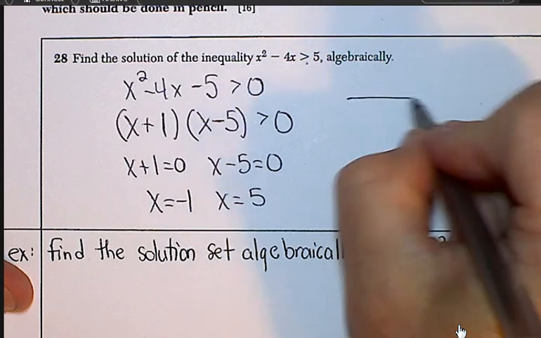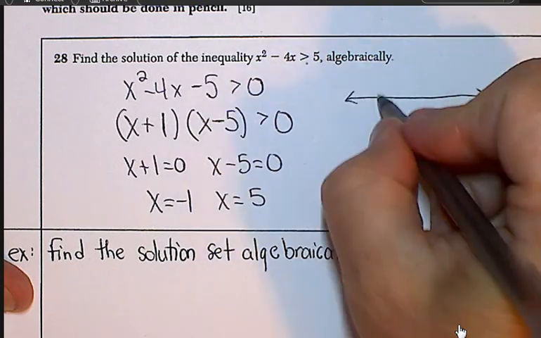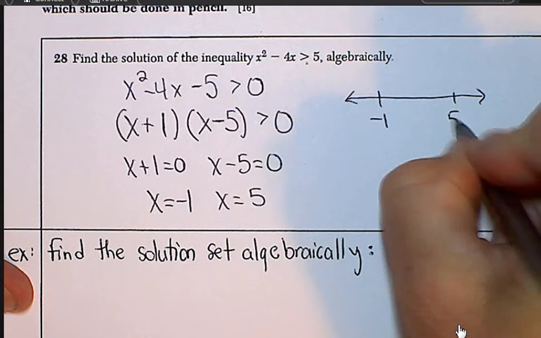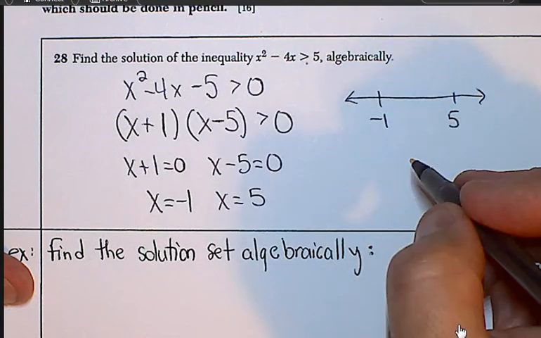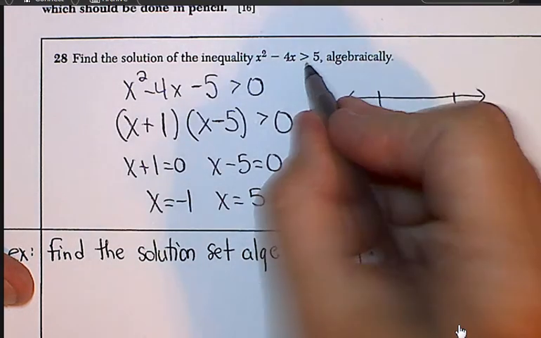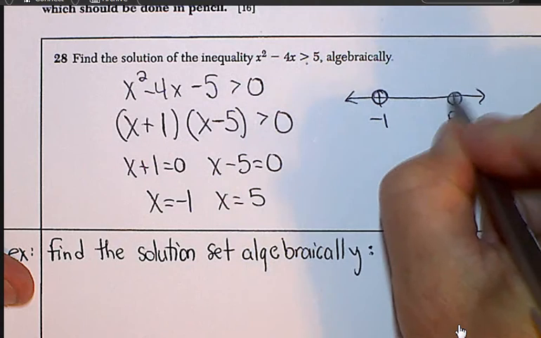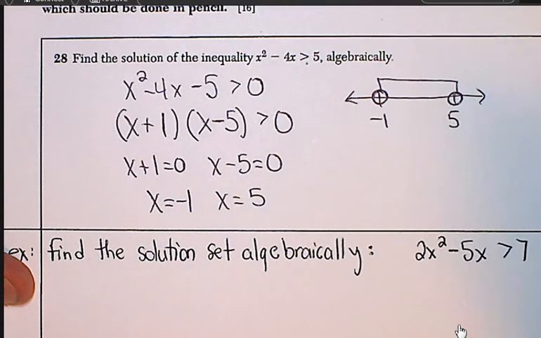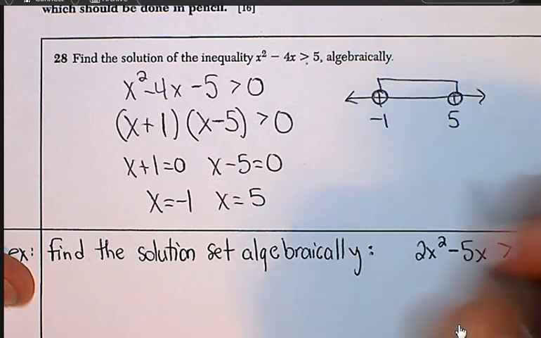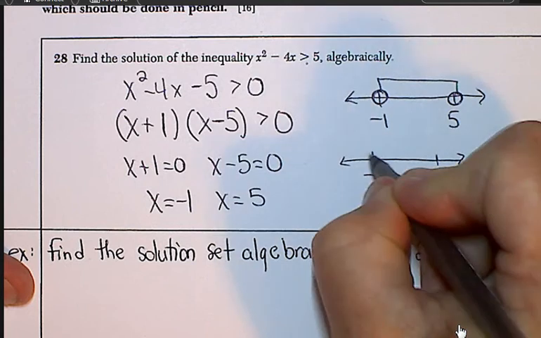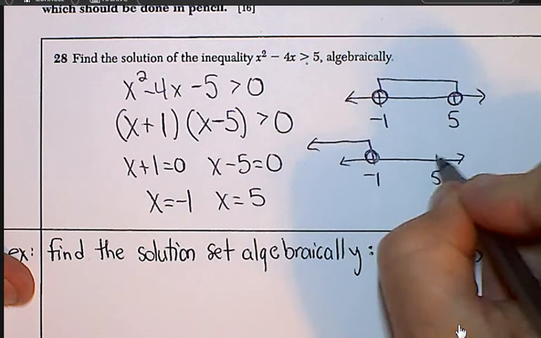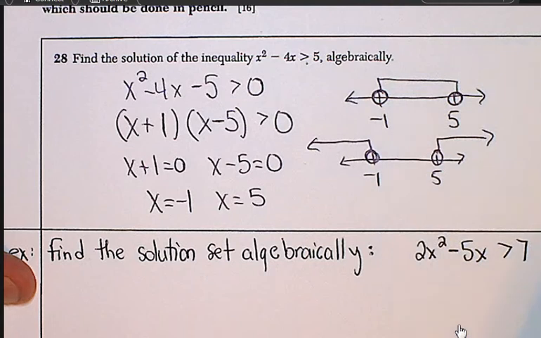Put those two zeros on the number line, negative 1 and 5. And now, just like when we're solving absolute value inequalities, it's the same type of situation. It's strictly greater than, so we're going to have an open circle and open circle. So your answer is either going to be negative 1 to 5 and all the answers between them, not including those two, or it's going to be everything out here and everything out here. That's the way the quadratic inequalities work.